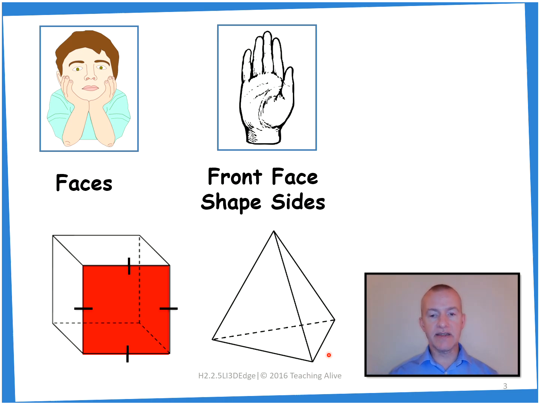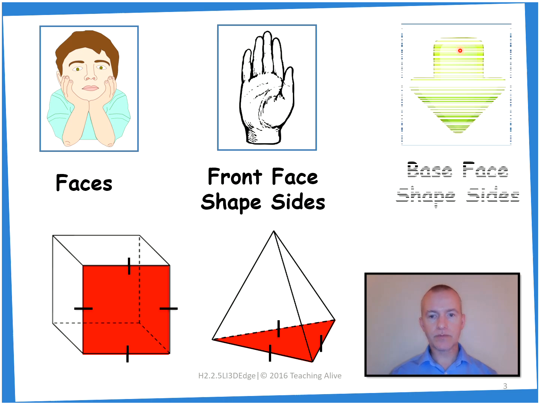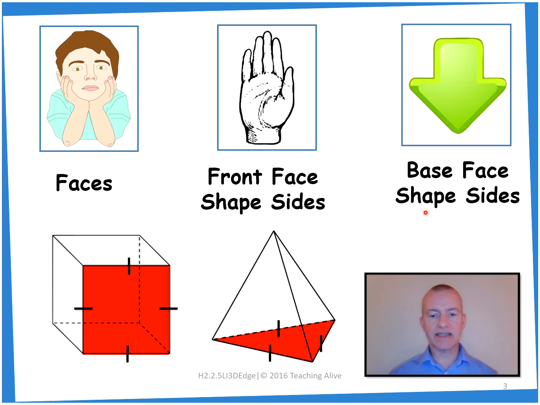Also in pyramids, we'll be looking at the shape on the bottom, on the base, and we'll be looking at how many sides that shape has. So this is the base face shape sides, and we can point down for that, looking at this picture of an arrow pointing down. So that would be a triangle on the base with 3 sides. So we've got the front face shape sides and the base face shape sides.